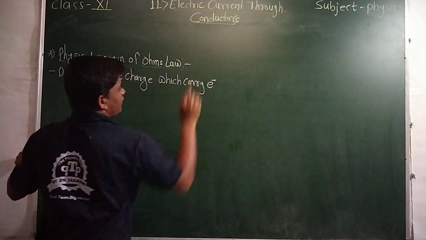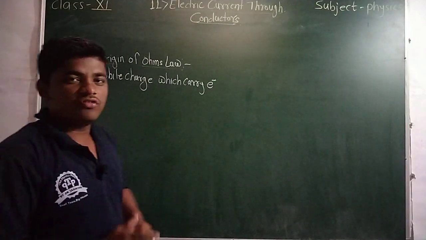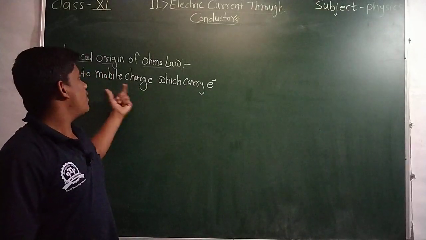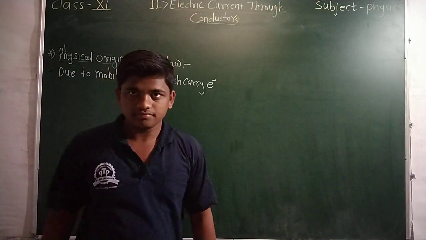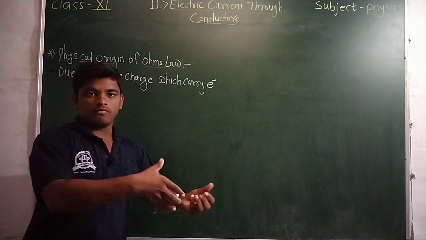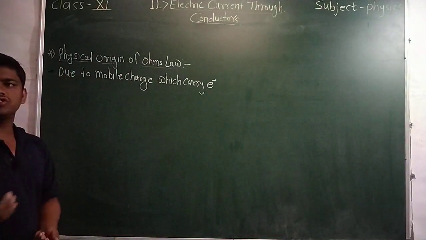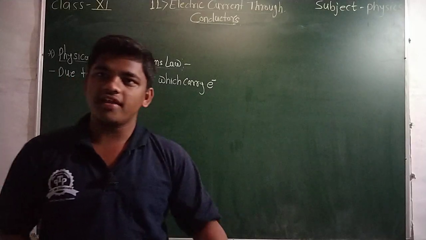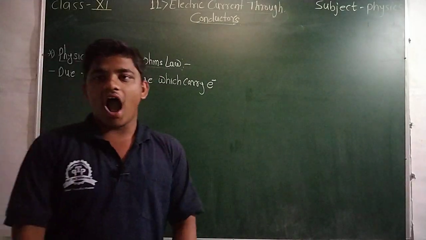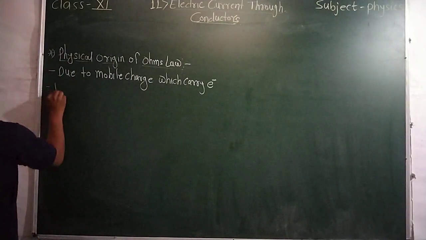Mobile charges are also known as free charges, which carry the electrons, so conduction happens in the conductor, that is, carrying of the charges. Some charges are carried in the volume of the conductor, and due to the random motion the electrons collide with the ions within the conductor.